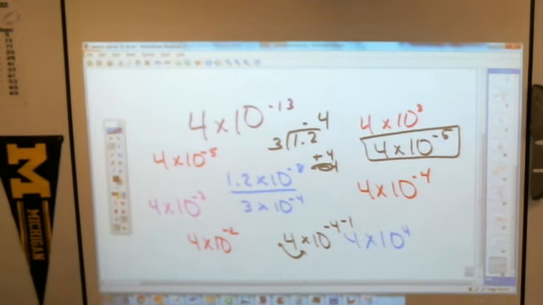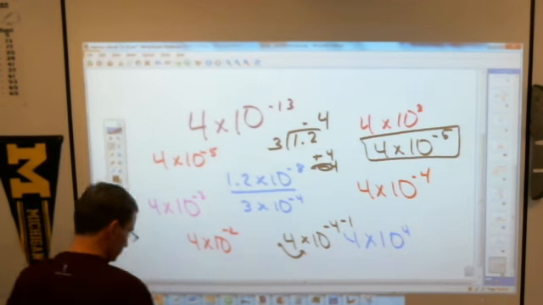Your assignment for tomorrow, well, actually, it won't be till Tuesday, is to do the practice on page 390. There are 8 problems there. Practice on 390.